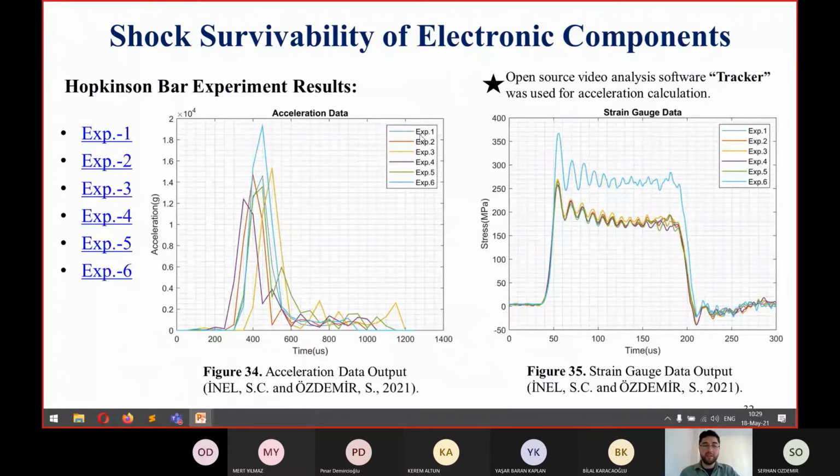As you see, in experiments 1 to 5, the created acceleration is quite the same, and the created stress is quite the same, because I keep the initial pressure of the striker bar at 3 bar equal in 1 to 5. In experiment 6, I increase the initial pressure of the striker to 6 bar to observe the maximum durability of the components. And as a result, in experiment 6, I reach almost 20,000 G. Now I want to show you the footage of this experiment.